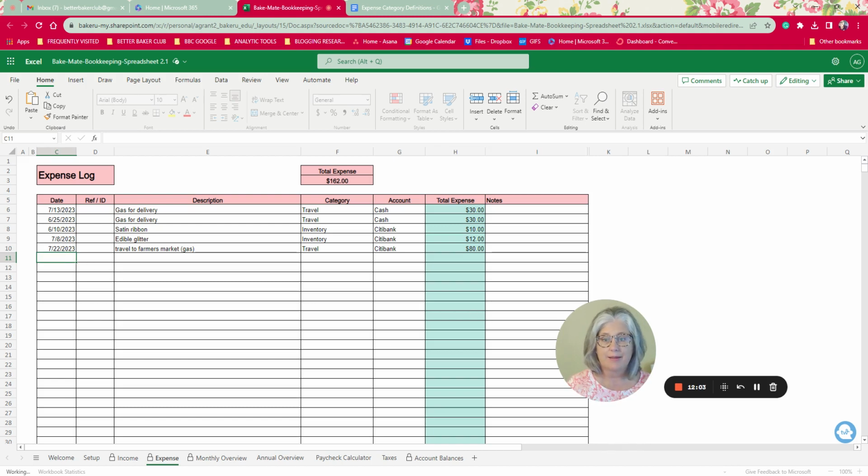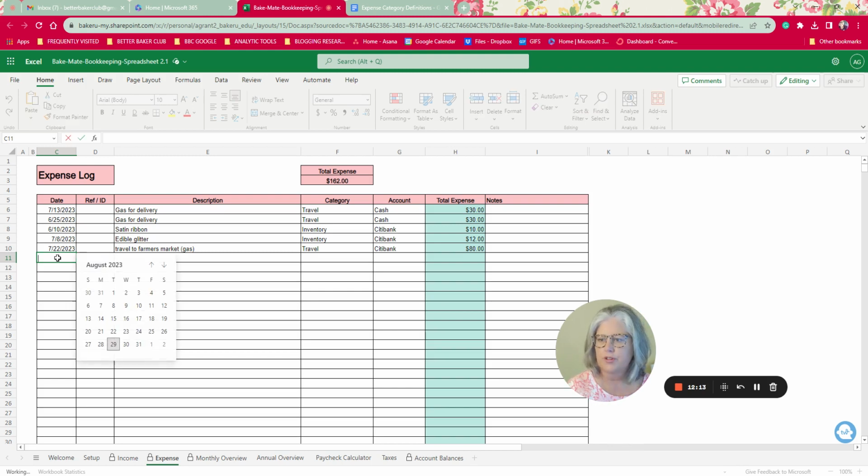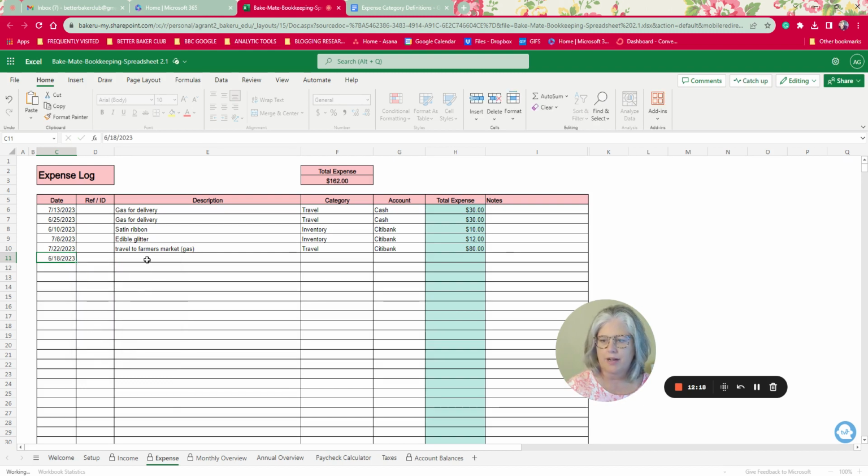Let's do another transaction and find something that goes into a different category to answer any questions you have about some of the other categories where you'll be putting your expenses. So I have $15 that was my credit card fee for June. So I got billed on June 18th for my credit card processing fees. And the category for that, it actually has a category all its own. Credit card fees go right here. And I paid for that with my Citibank, and then my expenses were $15.